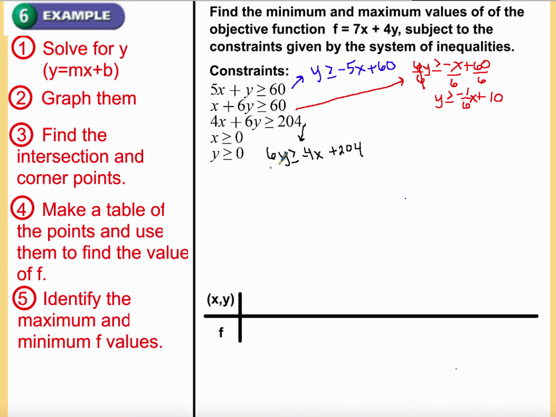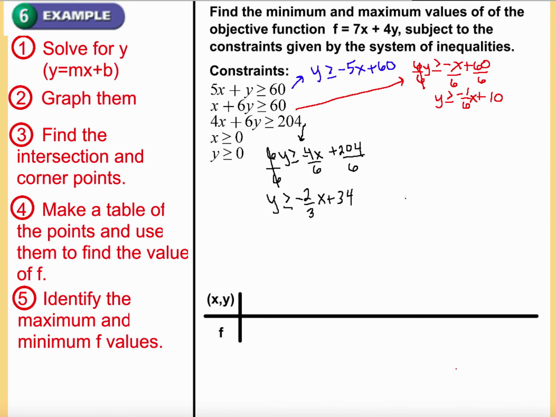So now, 6y. 6 is multiplying itself to y, so we are going to have to divide. Let's divide. It's a dividing by 6 party. Everybody's invited. Did you bring a guest? I hope so. Negative 4x divided by 6 is negative 2/3 times x, of course. And we are going to add 204 divided by 6, which is 34.